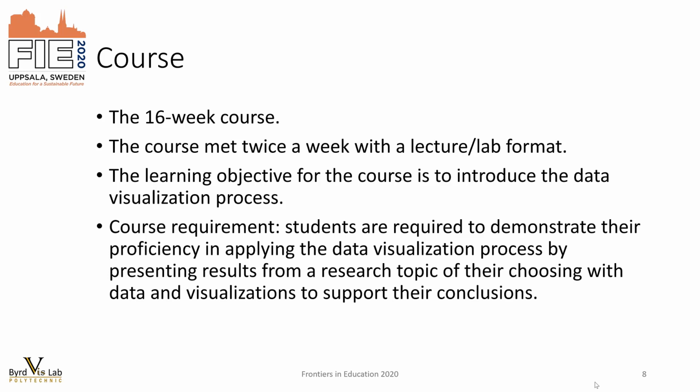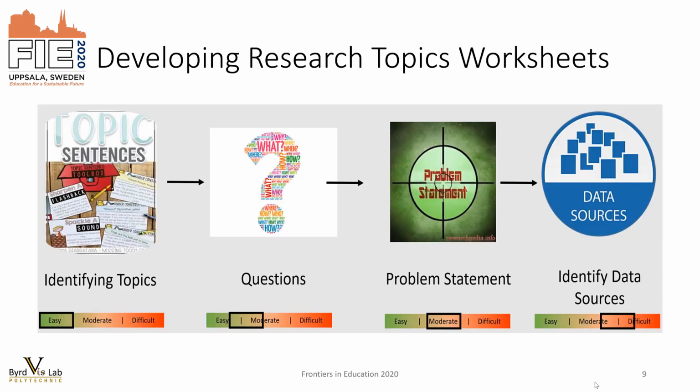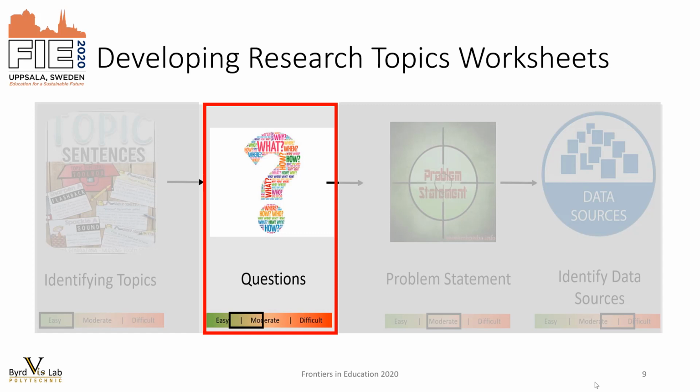Students are required to demonstrate their proficiency in applying the data visualization process by presenting results from a research topic of their choosing with data and visualizations to support their conclusions. The Developing Research Topics worksheets consist of 4 worksheets, which guide students from identifying topics, from topics to questions, from questions to a problem statement, and from a problem statement to identifying data sources. For this work, we are presenting results from the use of the second worksheet.